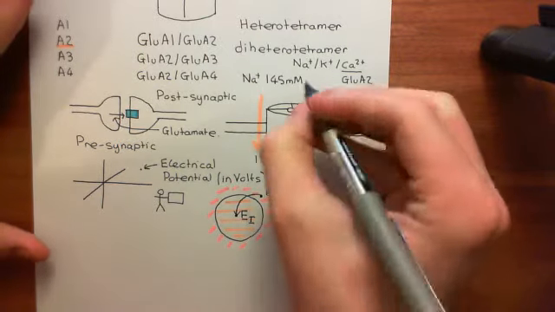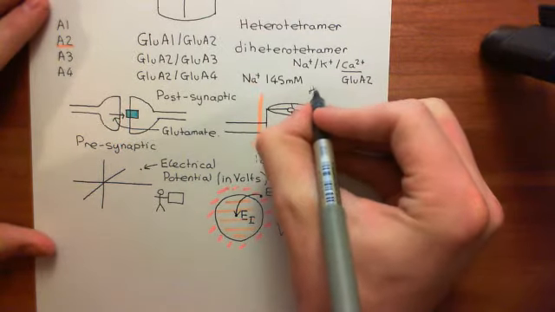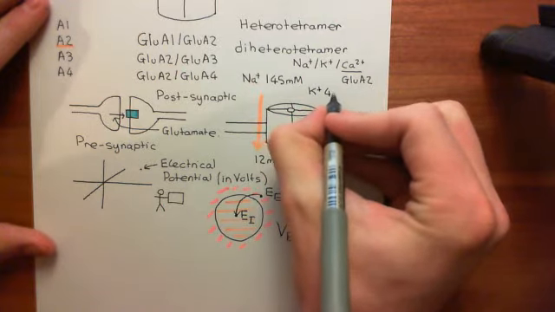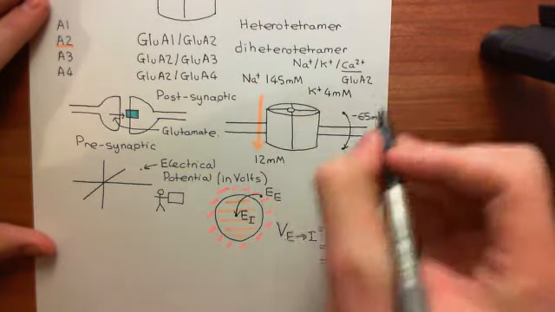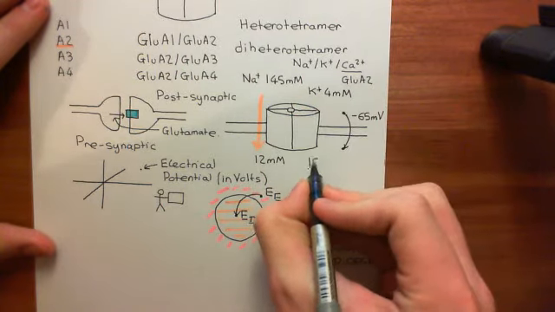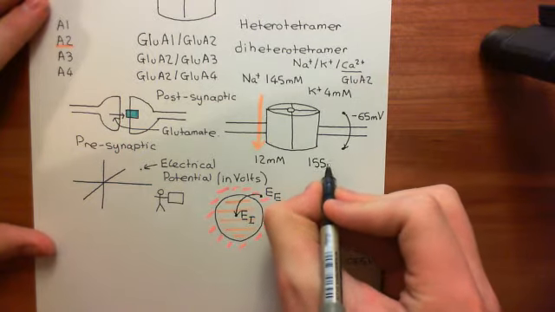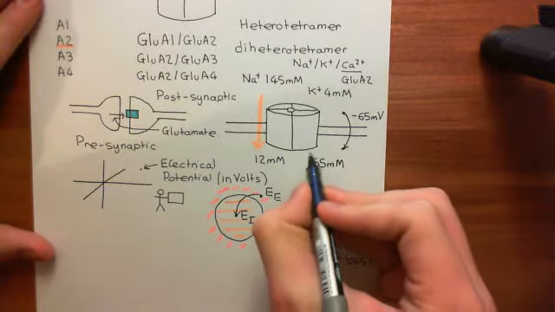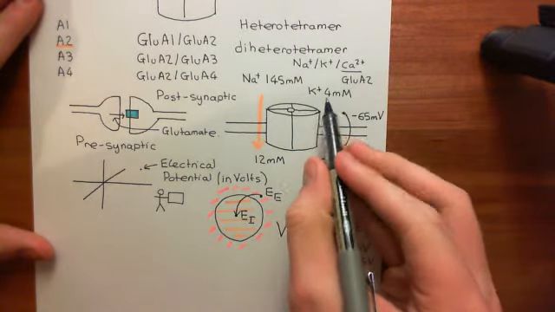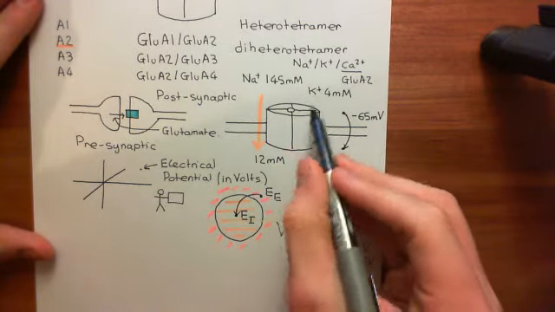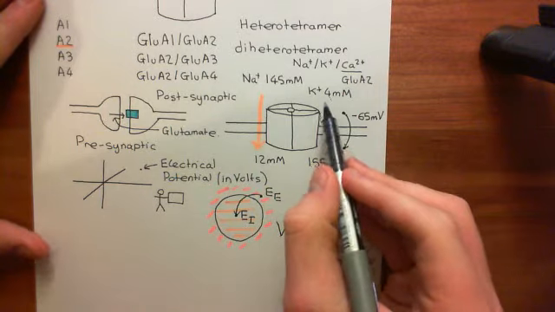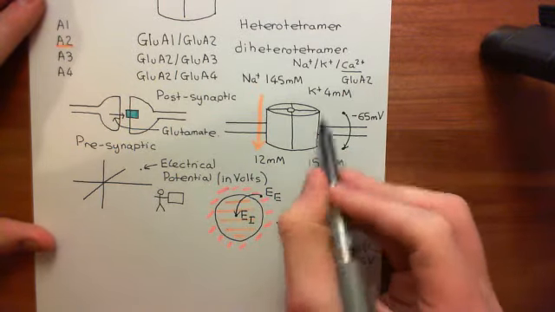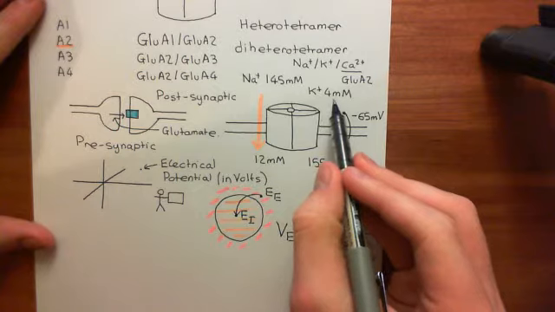Okay, let's now do potassium. The potassium concentration extracellularly is around 4 millimolar. The potassium concentration intracellularly is around 155 millimolar. So that means that you've got around a 40-fold gradient of potassium favoring the movement of potassium out of the cell. So the concentration gradient says go out.